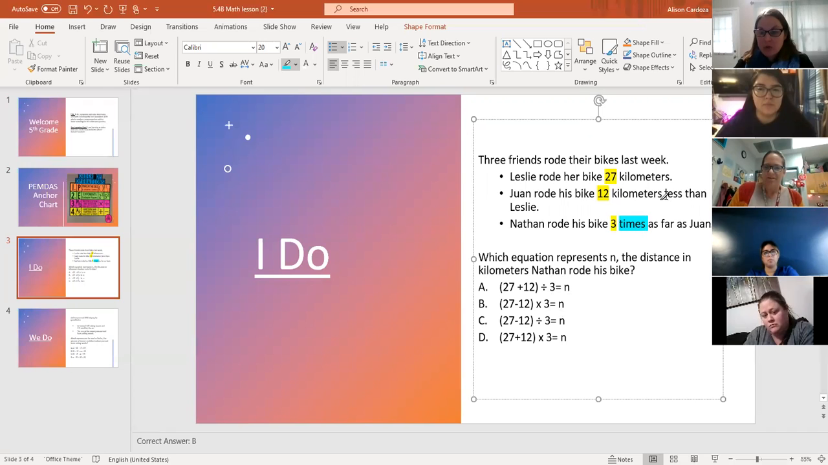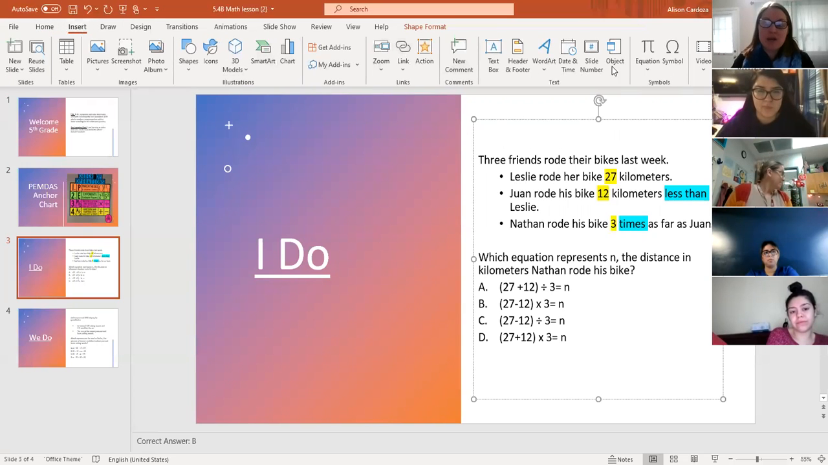And then what other keywords can we look for? Less than. Yeah, less than. Okay, so what does less than mean? Subtraction, you're going to subtract? Yeah. Okay, great. So I'm going to go ahead and write on the side what we do know. And then do we need to solve this full equation? Do we need to find an answer for the distance that Nathan rode? Do we need to do the full equation?